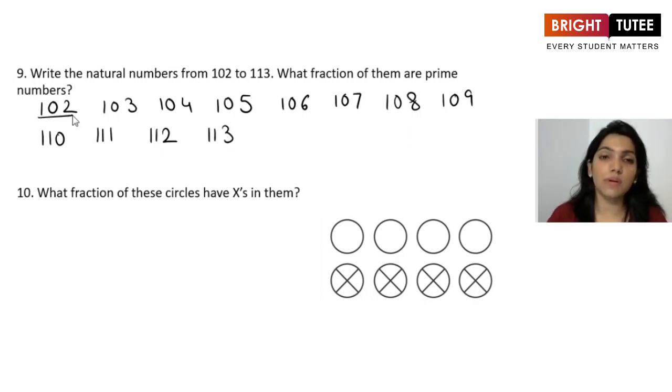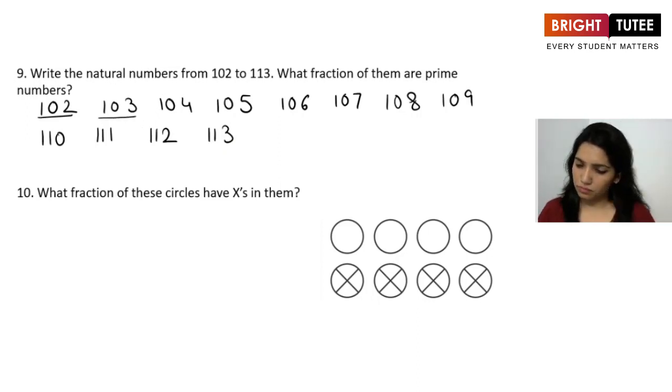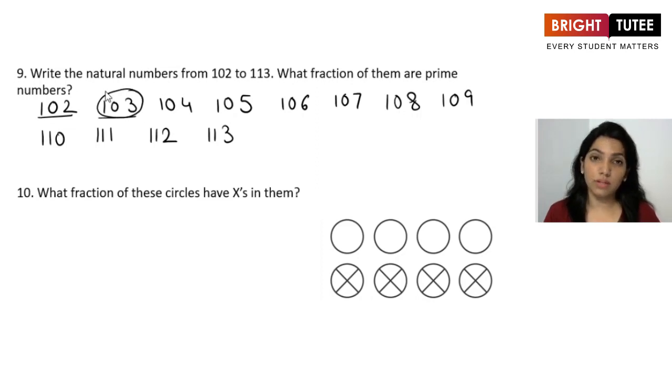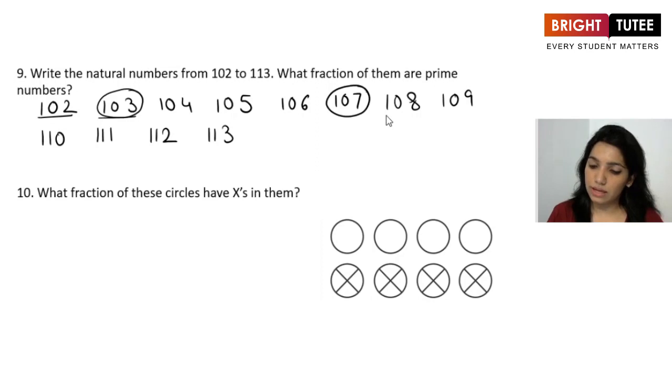So here the first one, it's divisible by 2. Here the second one, if we see, it is divisible by none. So here this is a prime number, 103. Why? Because it is divisible only by itself and 1. And then we have got 104, it's divisible by 2, 105 is divisible by 5, 106 is divisible by 2, 107 is a prime number. Then 108, it's divisible by 2. We have got 109, which is a prime number.